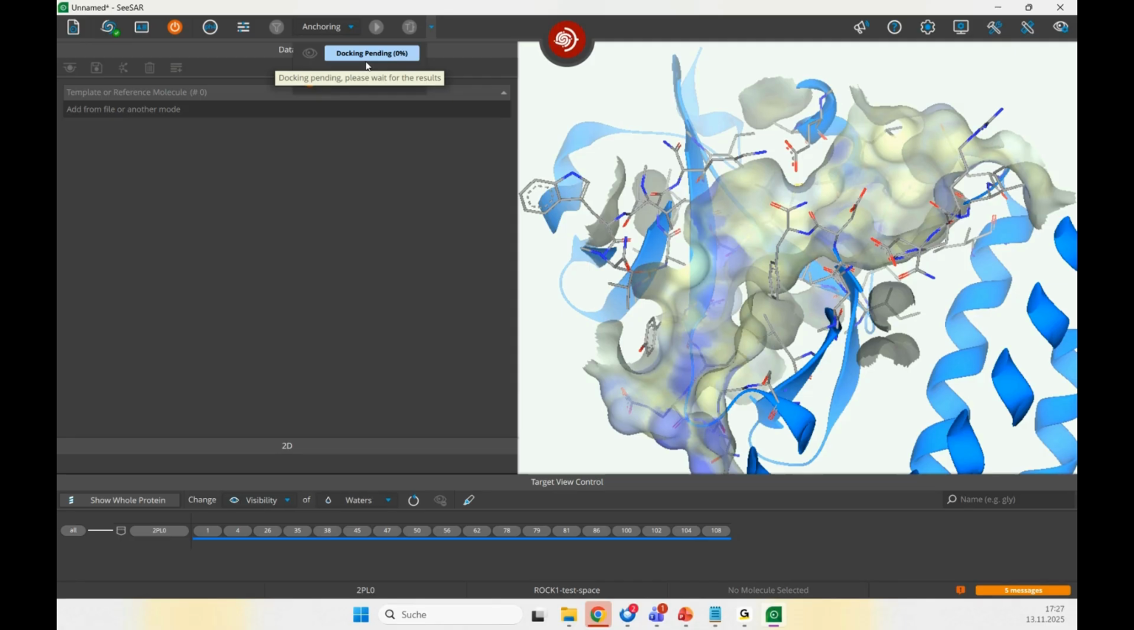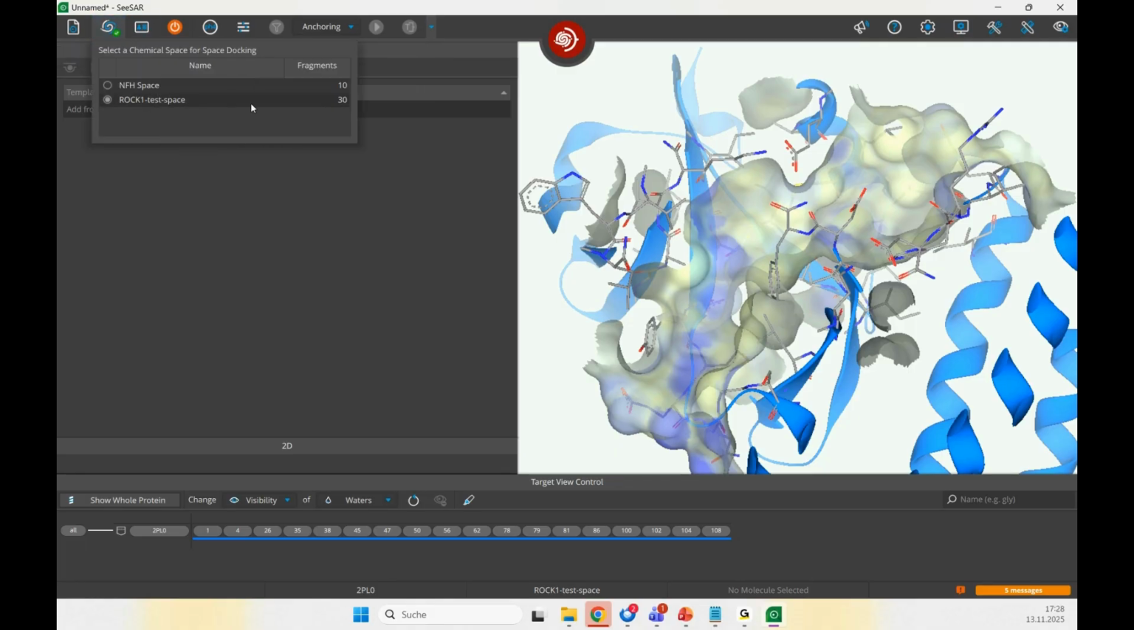If I would have more spaces on the server right now, I would also see all the available spaces that can be used. Right now we have 7 providers for chemical spaces that you can use for ideation purposes and also to purchase those compounds. And you will also find all the details like the web page and orders once the chemical space is uploaded to the server.